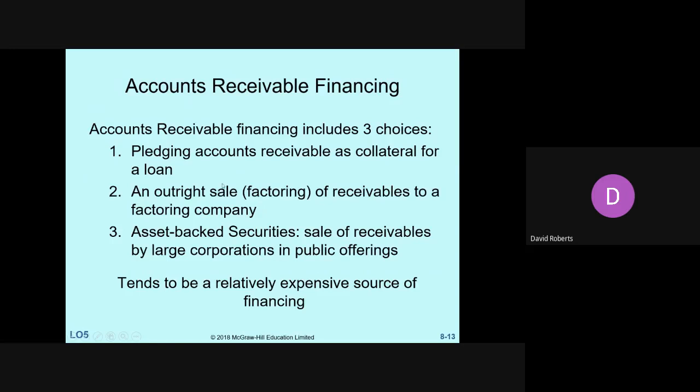Accounts receivable, you can use it as collateral. You can sell it to another company, called factoring, and you can also use asset-based securities, as you can see, including the sale of accounts receivable. But these all tend to be very expensive, sort of last resort. It's like a payday loan. Desperate for cash and need it now, so you're willing to pay a higher fee for that, in this case, interest.